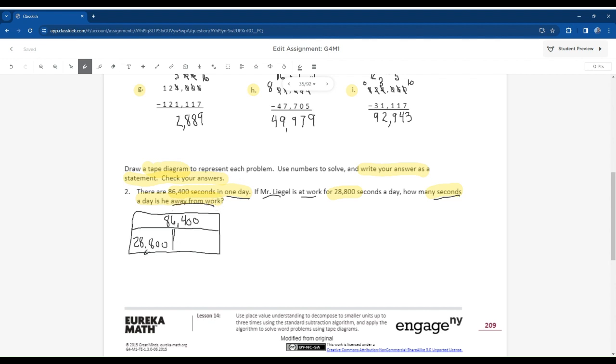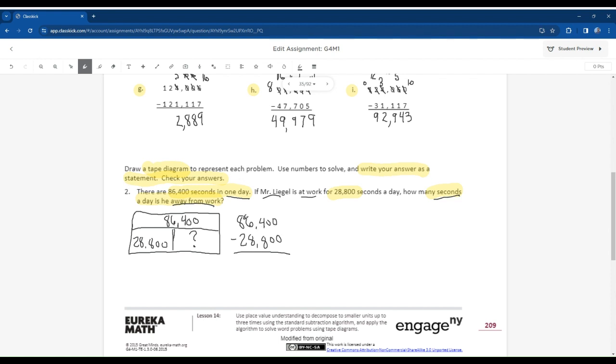One part is the time spent at work. The other part is the time spent not at work. So this is what we don't know. This is what we need to find. So we can take our whole, subtract off a part, and we'll be left with this other part. So 86,400 seconds minus the time he's at work, which is 28,800 seconds, will leave us with the time away from work.